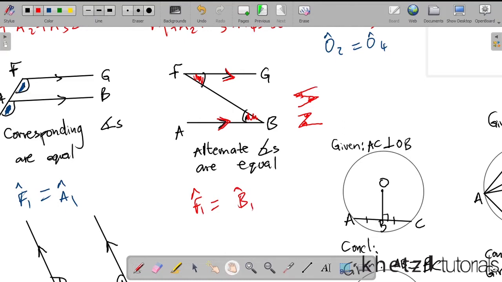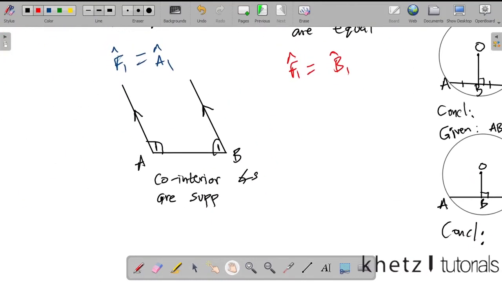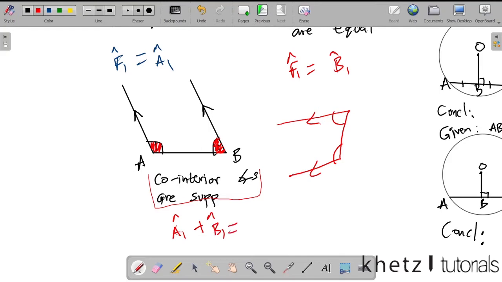Moving on to this one over here, it says co-interior angles are supplementary. Now, if we talk about co-interior angles, you have two parallel lines. It doesn't matter if the parallel lines were orientated maybe something like this. These two angles would still be supplementary. As long as the angles are found between parallel lines at positions which look something like this, then co-interior angles will be supplementary, which basically means that A1 and B1 add up to 180 degrees.